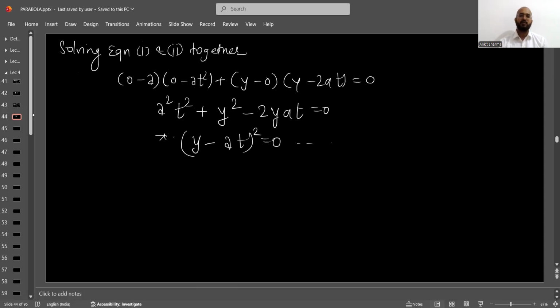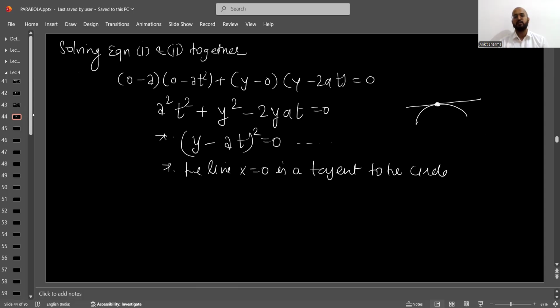It is enough to say that I have drawn a 2-degree curve with a 1-degree line, and I'm getting only one solution, which means this is a tangent. So this implies the line x equal to 0 is a tangent to the circle. Now this is the circle having SP as diameter. In fact, now we also know the point of contact.